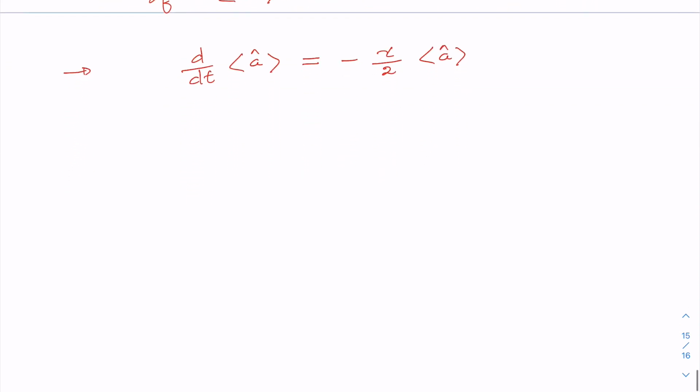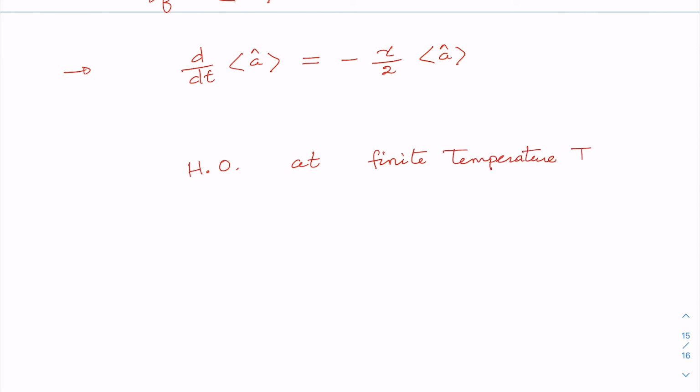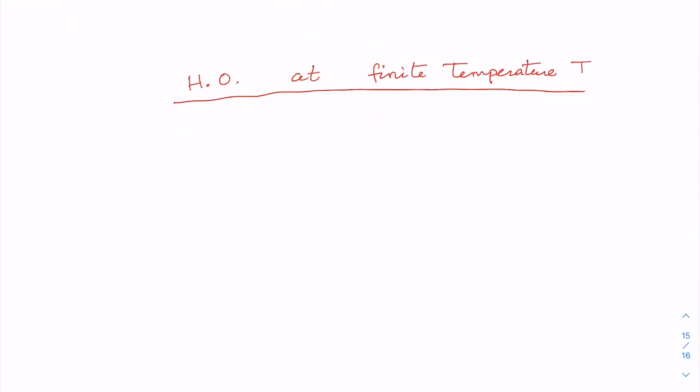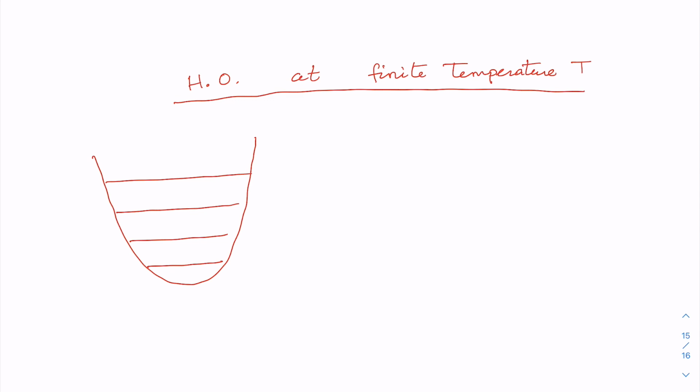Now let us quickly check out the case of the harmonic oscillator at finite temperature. How can we discuss that? Say finite temperature T. In this case there cannot be only one process, because at finite temperature there is thermal excitation as well. So we have this harmonic oscillator, and there may be more than one process here.